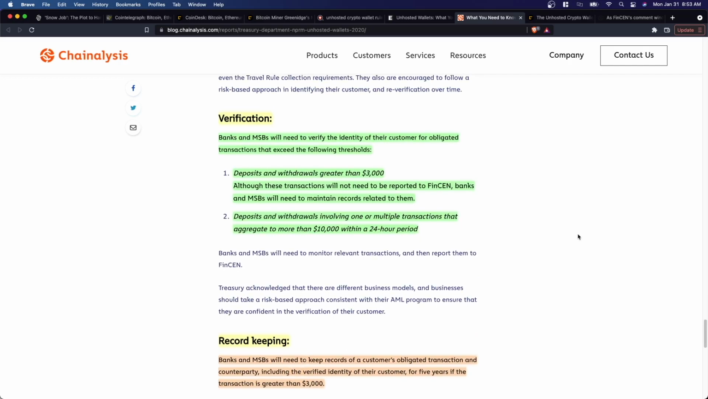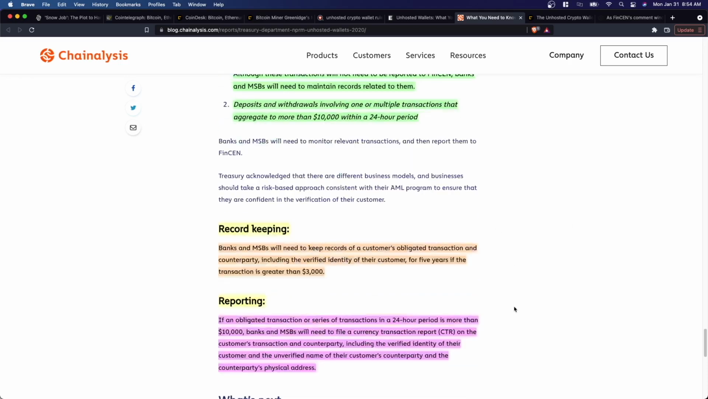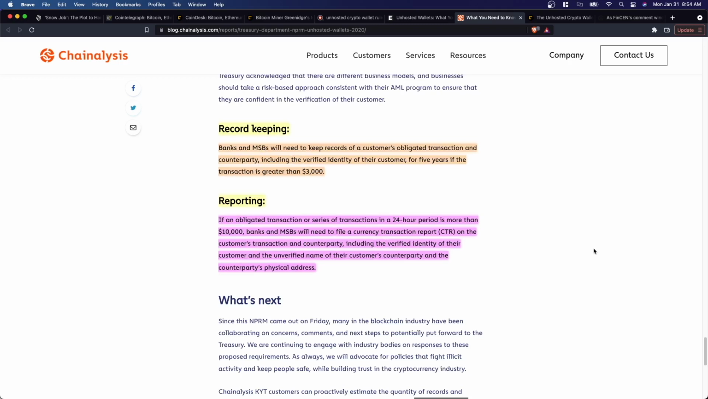Continuing on, one of the other requirement prongs is verification. Banks and MSBs will need to verify the identity of their customers for obligated transactions that exceed the following thresholds. 1. Deposits and withdrawals greater than $3,000. And 2. Deposits and withdrawals involving one or multiple transactions that aggregate to more than $10,000 within a 24-hour period. The next prong is record keeping. Banks and MSBs will need to keep records of a customer's obligated transaction and counterparty, including the verified identity of their customer for 5 years if the transaction is greater than $3,000.